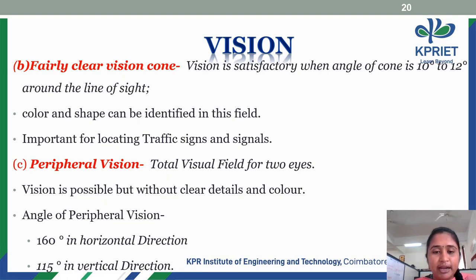And third is peripheral vision. This peripheral vision is a little bit not clear. Vision is possible in this zone, but it is not clear. The angle of peripheral vision is about 160 degrees in the horizontal direction and 115 degrees in the vertical direction.